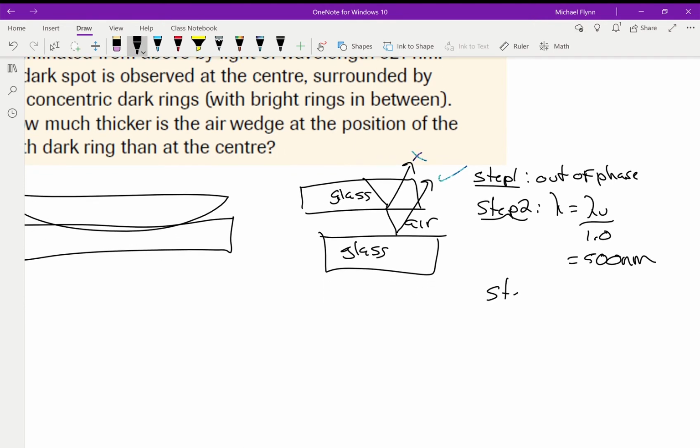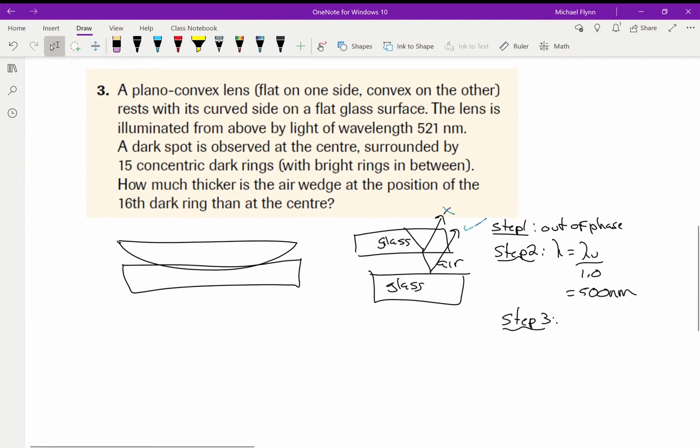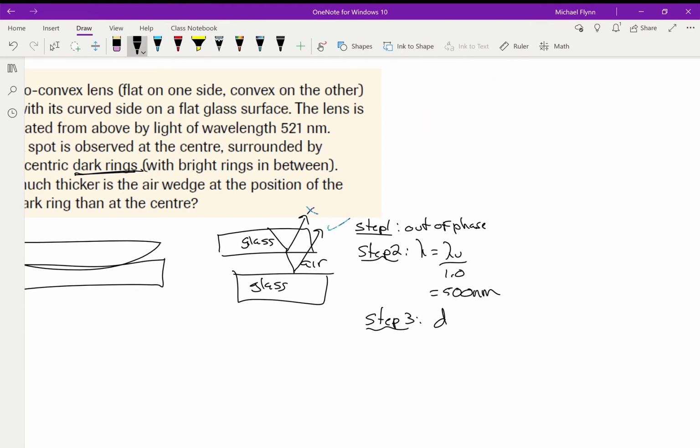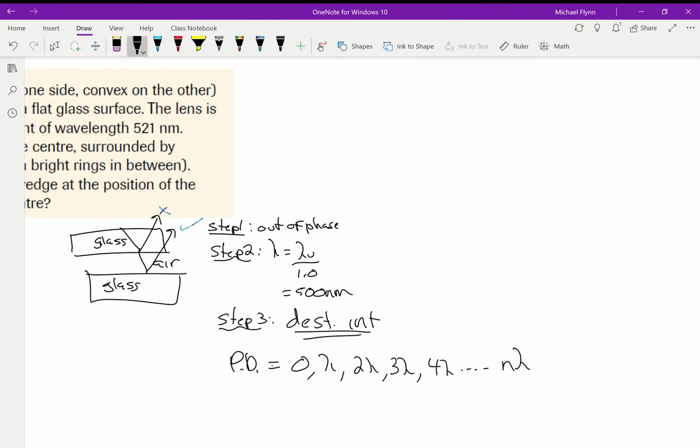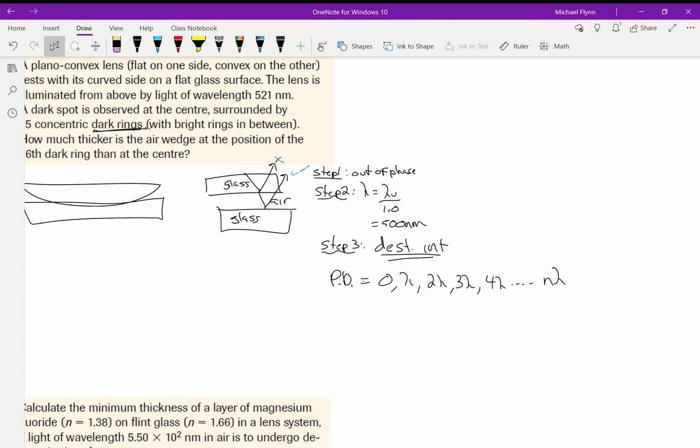Step 3. All right, so now we're going to look at case by case. Now we're looking for dark rings. Dark means destructive interference. And that will happen when the path difference is, since they're out of phase, 0, a wavelength, 2 wavelengths, 3 wavelengths, 4 wavelengths, and so on. In general, it's equal to n wavelengths. If that makes sense to you, it's just the first one's 0, and then so on.